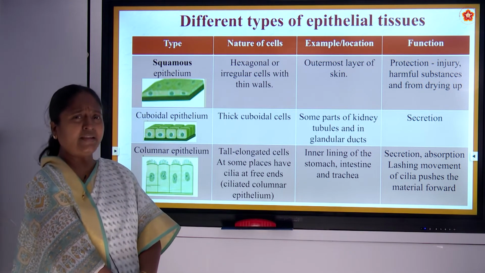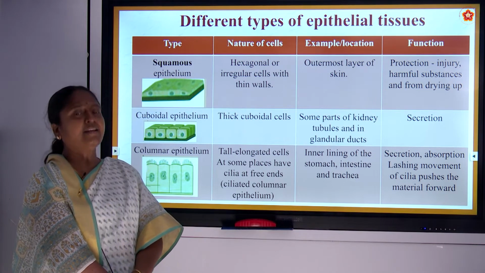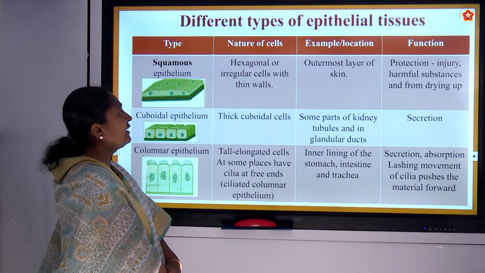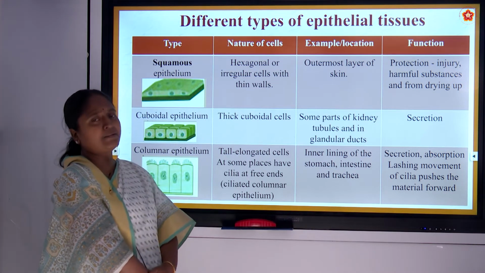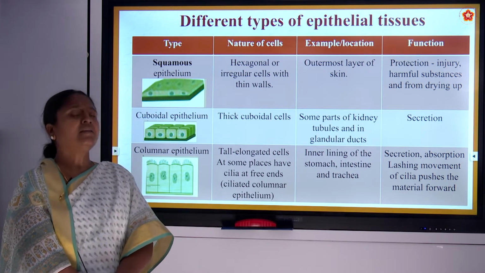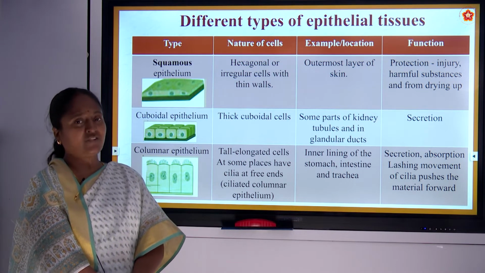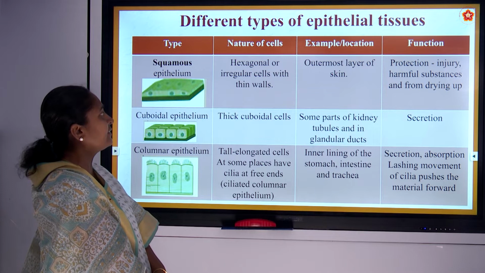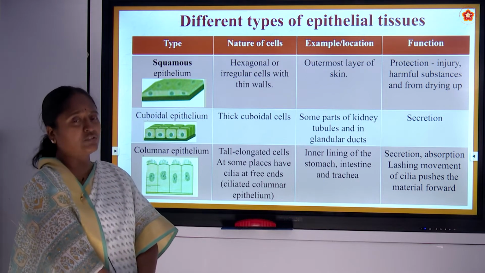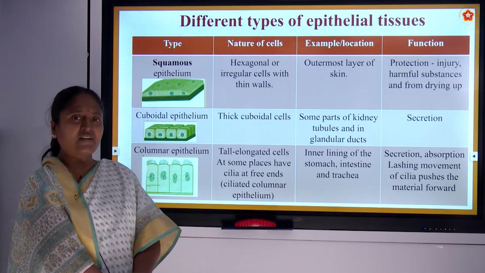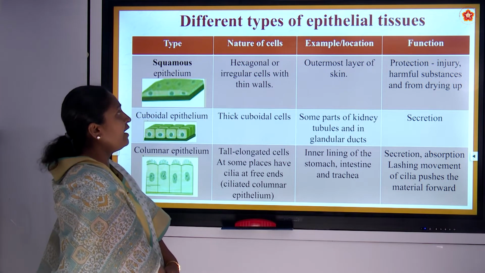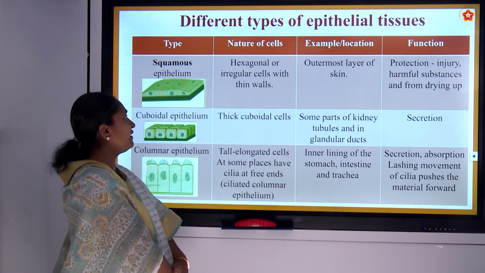The squamous epithelial cell, the nature is hexagonal. Hexa means how many? 6, right? So they are 6-sided cells, and they are irregular cells. Sometimes it may have a proper shape. Sometimes we cannot see any shape. It may be irregularly shaped cells. And these cells are present in the outermost side of our body, our skin, right? So it is present in the skin of our body, and the main function of our skin is protection.